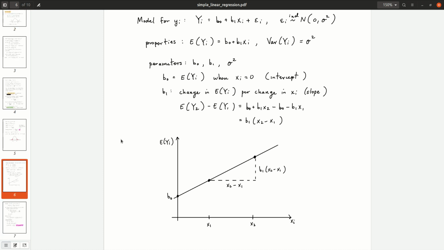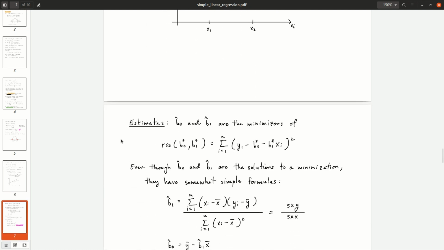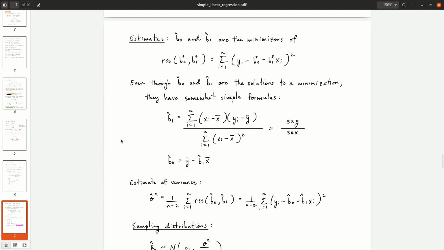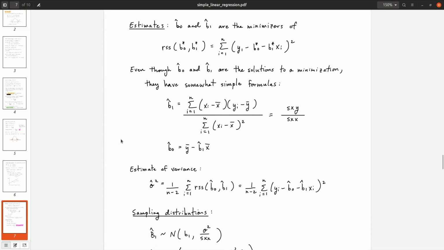So those are some properties of the model. The next thing we want to do is to try to figure out how to use the data to generate estimates of the model parameters. And here's a case where this residual sum of squares criterion is going to come in handy, because if you just start to think about how you would generate an estimate for these parameters, it's not obvious how you would do it. So we're just going to follow our instincts and say, let's pick the parameters that minimize the residual sum of squares criterion.